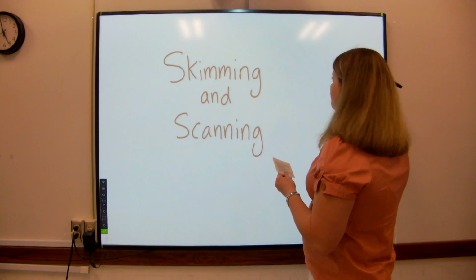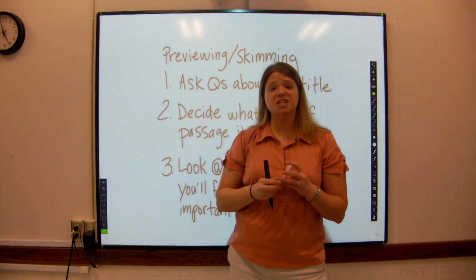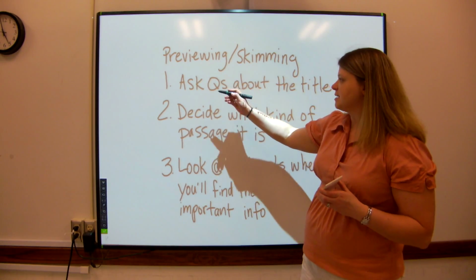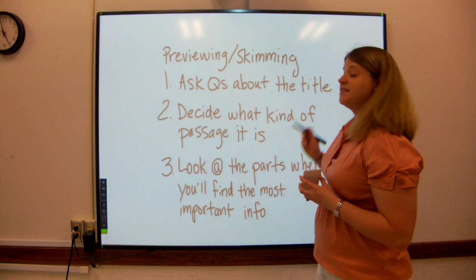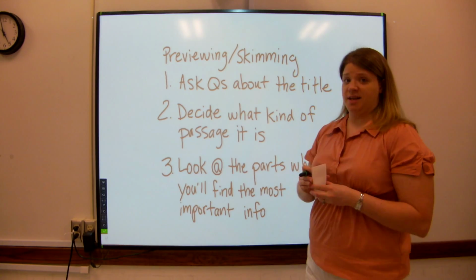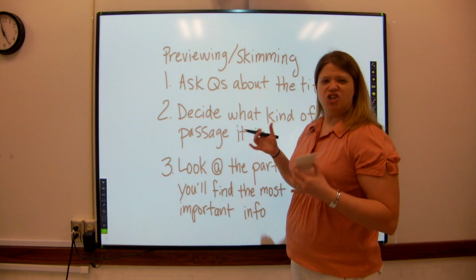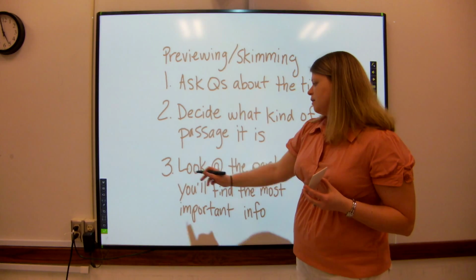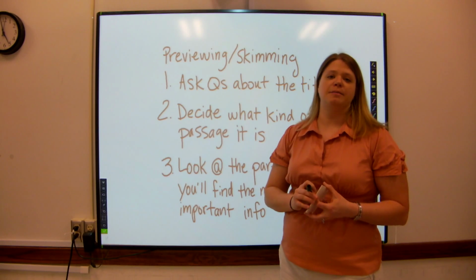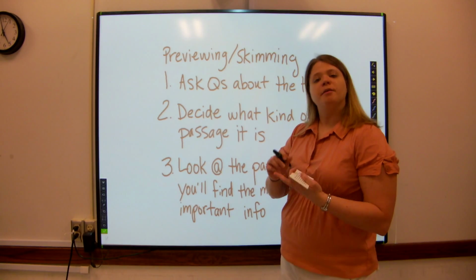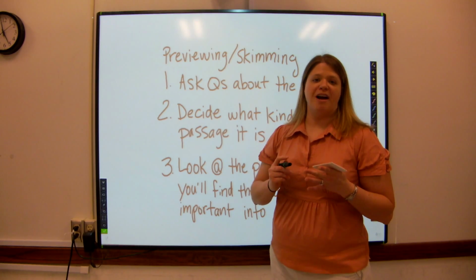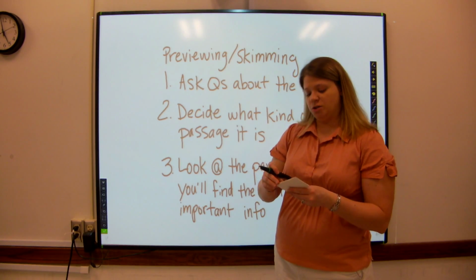Skimming is actually very similar to what we talked about when we discussed previewing. So you'll usually do the same types of things. Ask questions about the title. Second, decide what kind of passage it is. That will change how you approach it. And lastly, look at the parts of the passage where you're likely to find the most useful information. So remember, that'll probably be the introduction, the first sentence of each paragraph after that, and probably the conclusion.